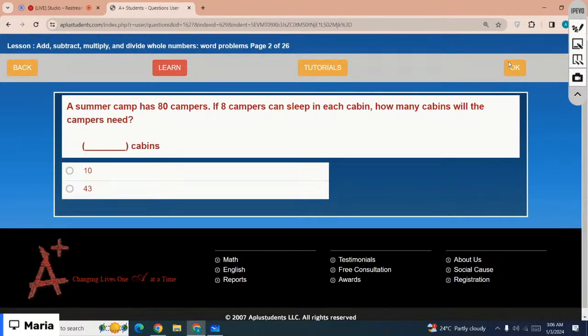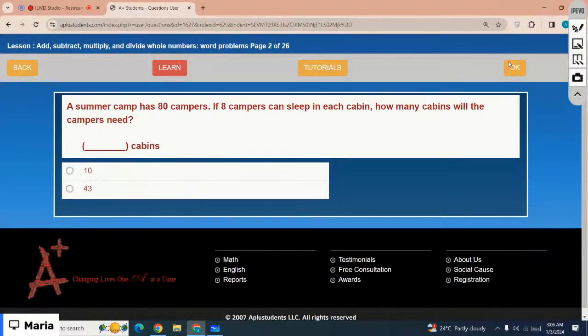You have a total of 80 campers, right? And in each cabin, there are 8 campers. You have to see how many total cabins you need. So, what you have to do? Divide 80 by 8, right? Because you need to see 80 campers can sleep in how many cabins. So you have to divide 80 by 8. So 8 times 10 is 80. That means for 80 people you need 10 cabins.